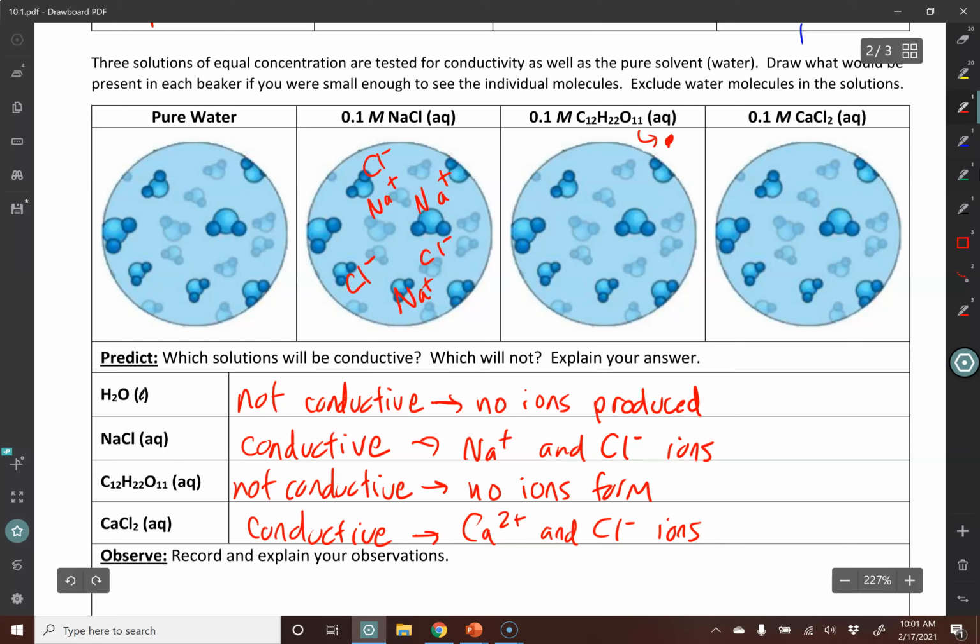I'm going to represent my sucrose molecules with just that kind of red circle thing. They won't break apart. I'll just have sugar molecules floating through solution. And finally, calcium chloride. Every time it breaks apart, I'll produce a calcium and 2 chloride ions.